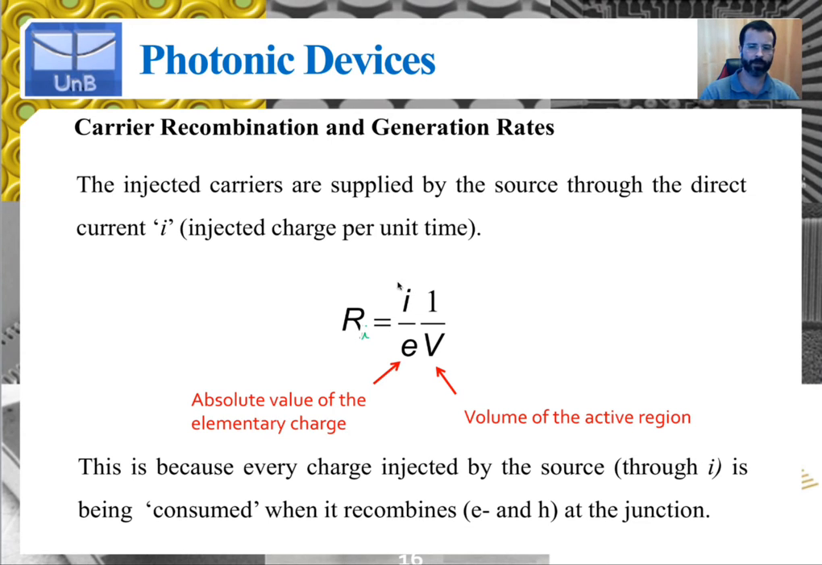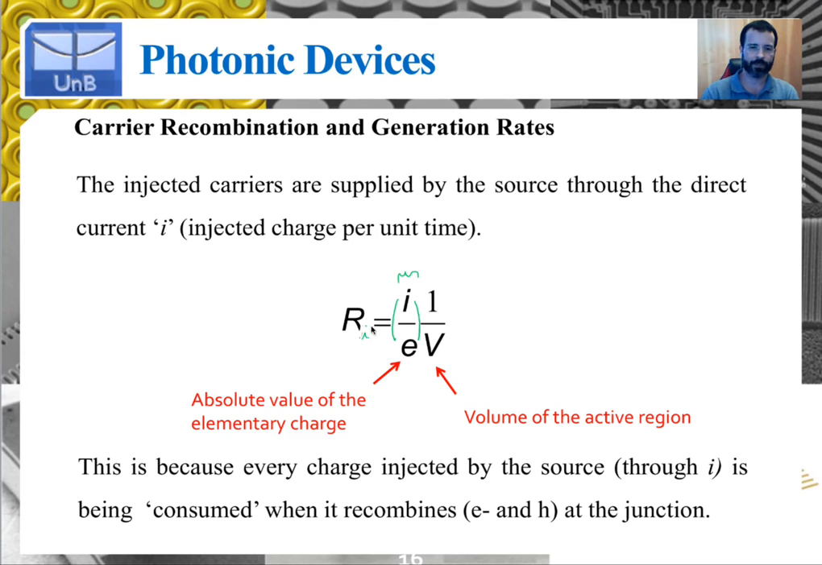If we think about it, current is the rate of electric charge in coulombs per unit time, which is flowing through the wire, through the diode. If we divide the current by the elementary charge e, we get the number of injected electrons or holes, the number of injected carriers per unit time. Current is coulombs per second, so charge per unit time. If we divide the total charge by the charge of one electron, we get the number of electrons per unit time. This is this term right here.